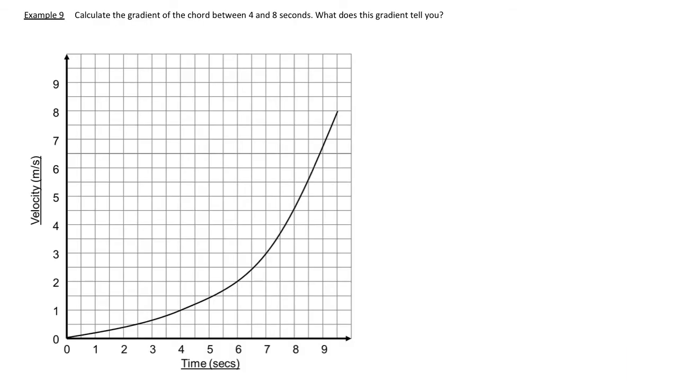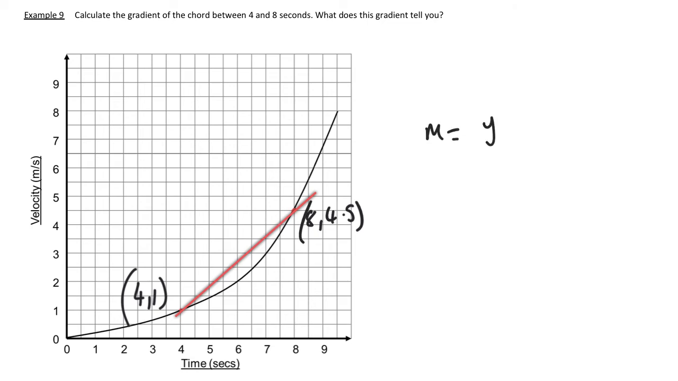So calculate the gradient of the chord between 4 and 8 seconds. So we need to draw the chord connecting the curve at 4 and 8 seconds. So that will be passing through this point and this point. And we have the coordinates of 4, 1 and 8, 4.5.